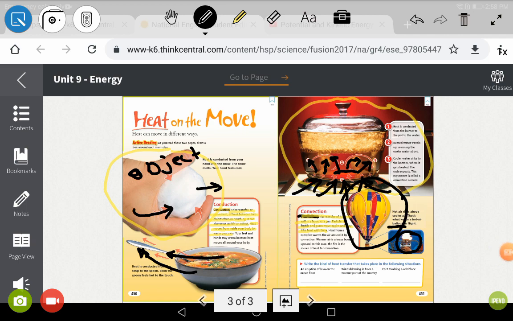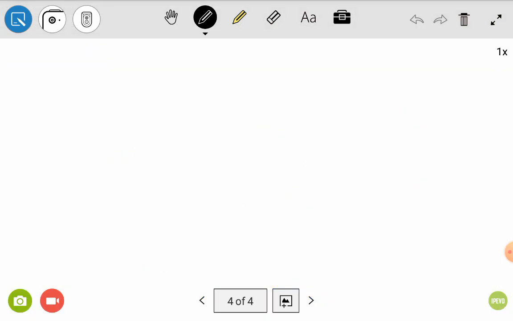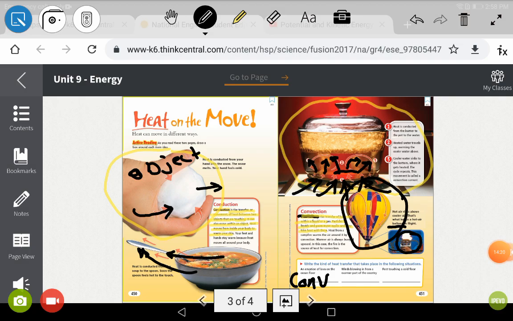Now let's do this exercise. Write the kind of heat transfer that takes place in the following situations. Now, an eruption of lava on the ocean floor, what type of heat transfer? It will be convection. Now the other one, winds blowing in from a warmer part of the country, that would also be convection because the heat transfers through the air.